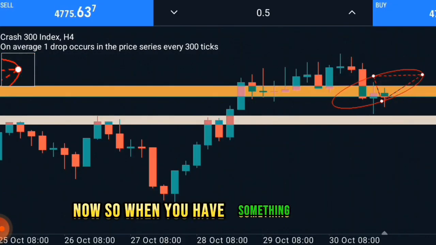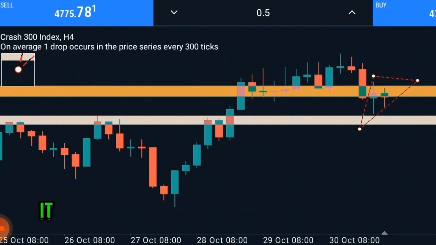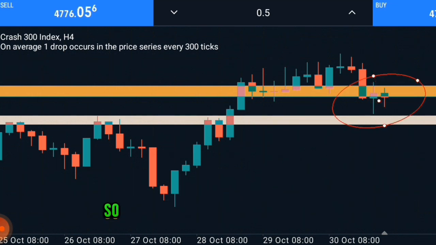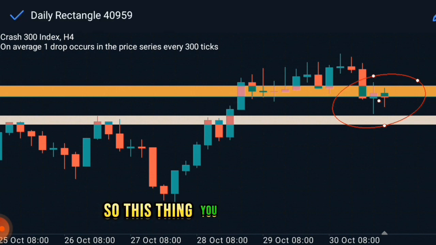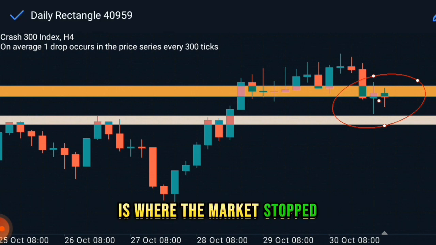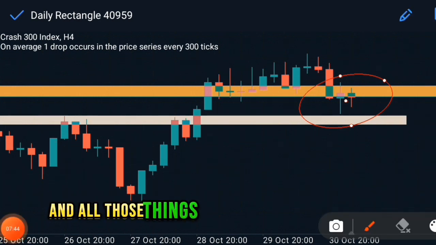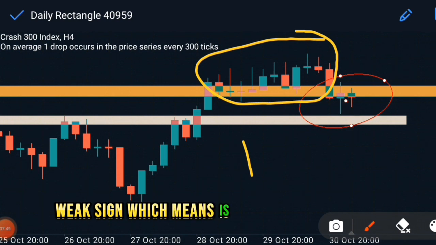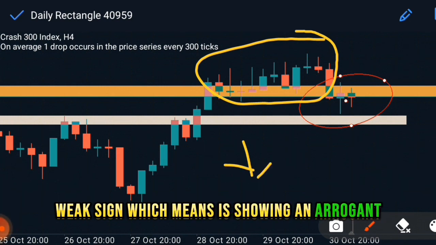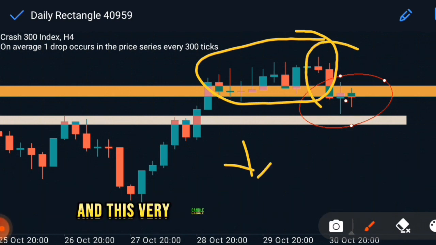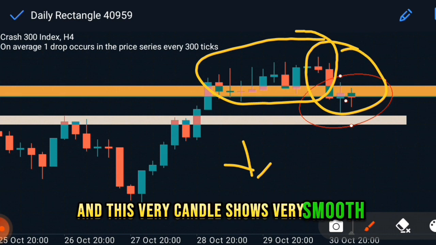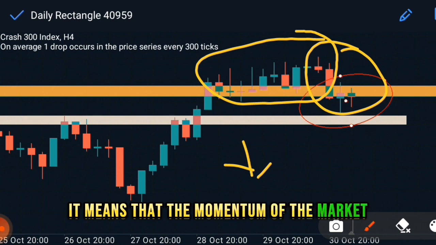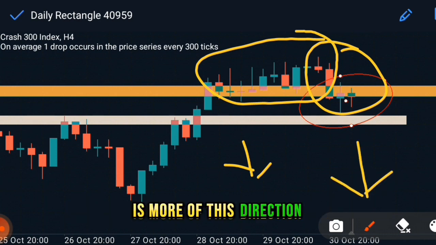Now, when you have something like this, it will show you the exact move of the market. This thing you are seeing here is where the market stopped, and all those things you are seeing are indicating a weak sign, which means it's showing an arrow down, and this very candle shows a bearish move. What does that mean? It means that the momentum of the market is more in this direction.